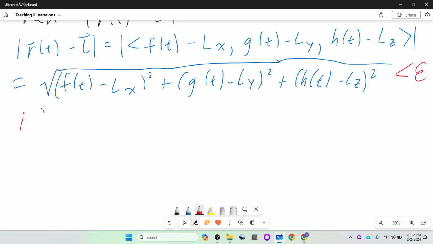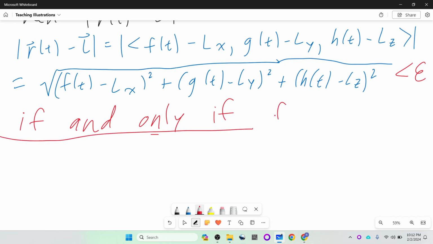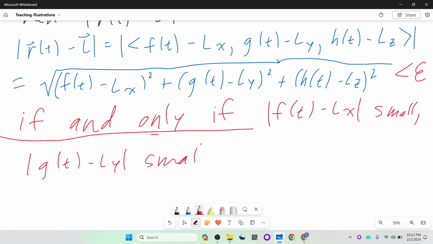When is this less than epsilon? Well, it's less than epsilon if and only if f(t) - Lx is small, and g(t) - Ly is small, and h(t) - Lz is small. Each of these is squared, so each one is positive, so each one of them would have to be close to 0.